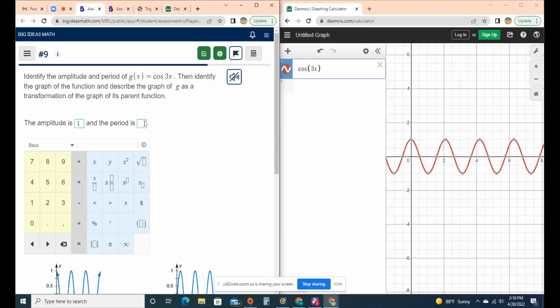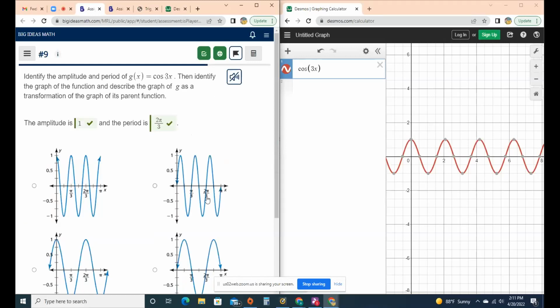Okay, similarly, period. Go to your graph on the right and go peak to peak. What is the x value? 2 pi over 3. Okay, and what's the x value of the leftmost peak? 0. So it's 2 pi over 3 minus 0, which is 2 pi over 3. There is another way, but we'll go with this for the moment because it's very similar to what you're doing in the last problems.